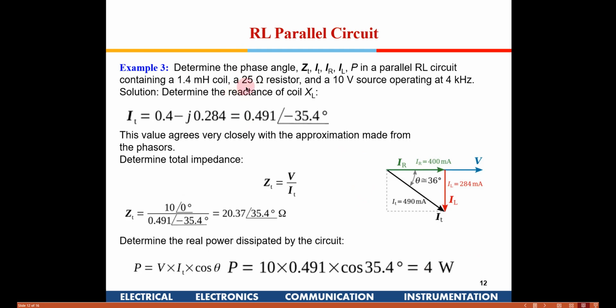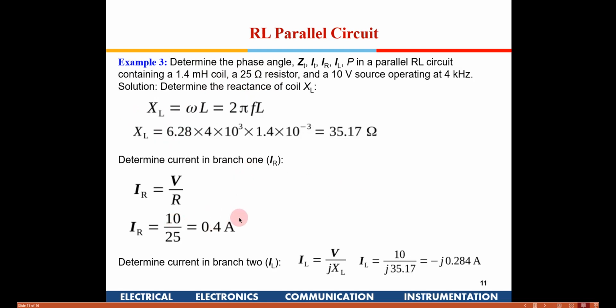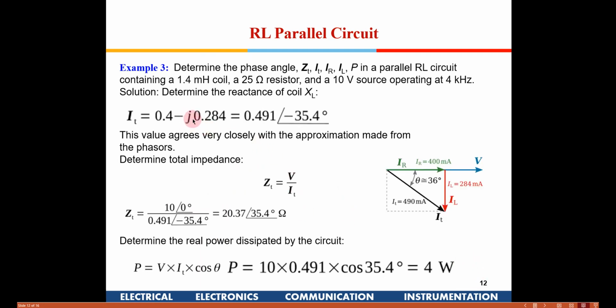If you see here, the total current will be the vector sum of these. The current through the resistor is this current, and this is from the inductor. So it is 0.4 minus j times 0.284. If you have to find the magnitude, it will be the root of 0.4 squared plus 0.284 squared. So you get 0.49. This we know how to convert into polar form.